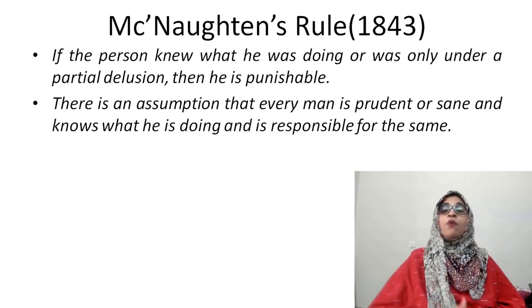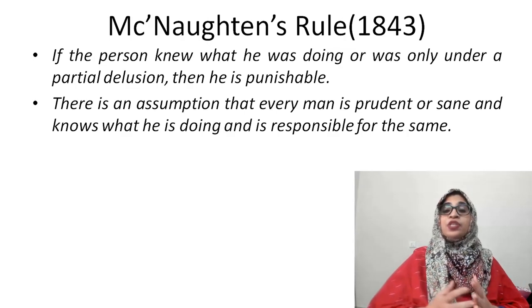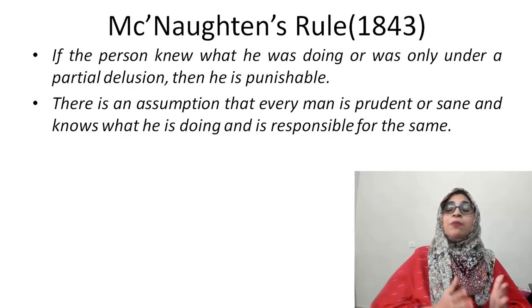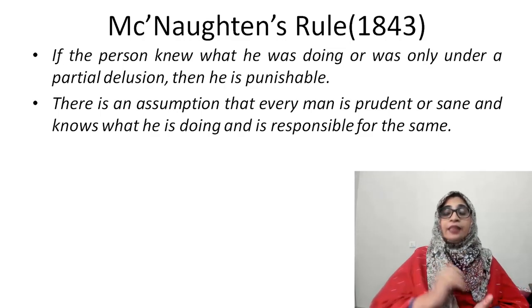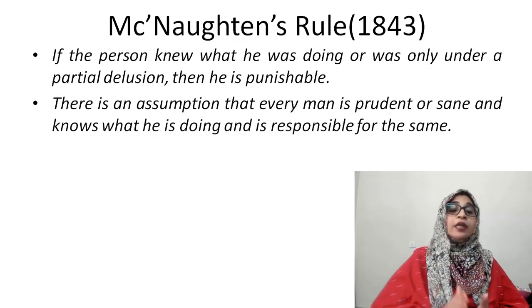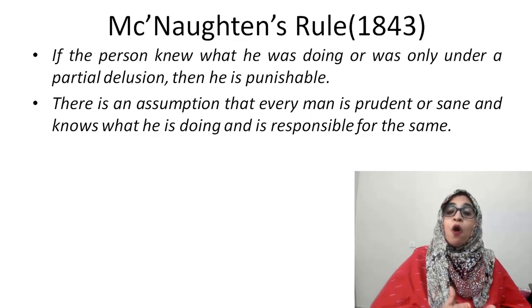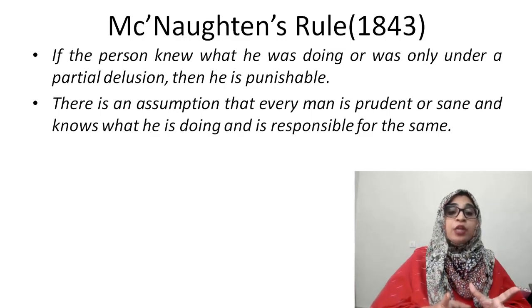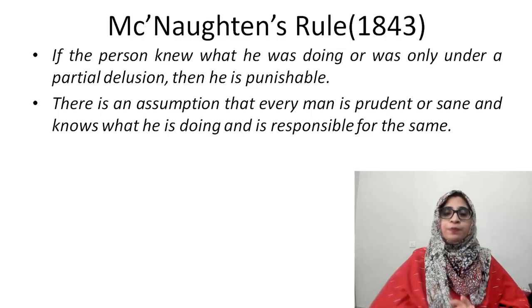Now we will discuss what those rules are and in which year the McNaughton rules came. The McNaughton rules came in the year 1843, and the first rule relates to this: if the person knew what he was doing, or was only under a partial delusion, then he is punishable.